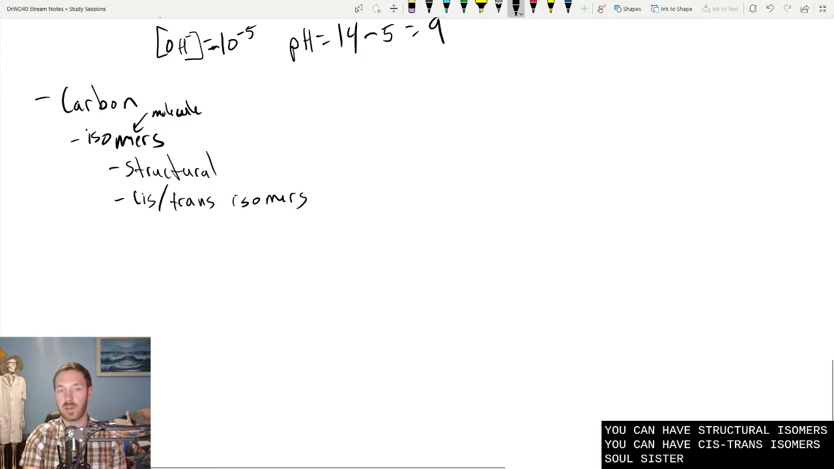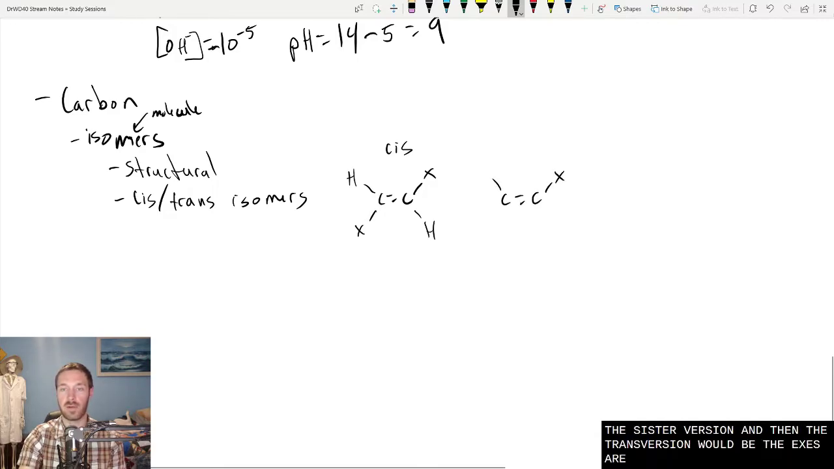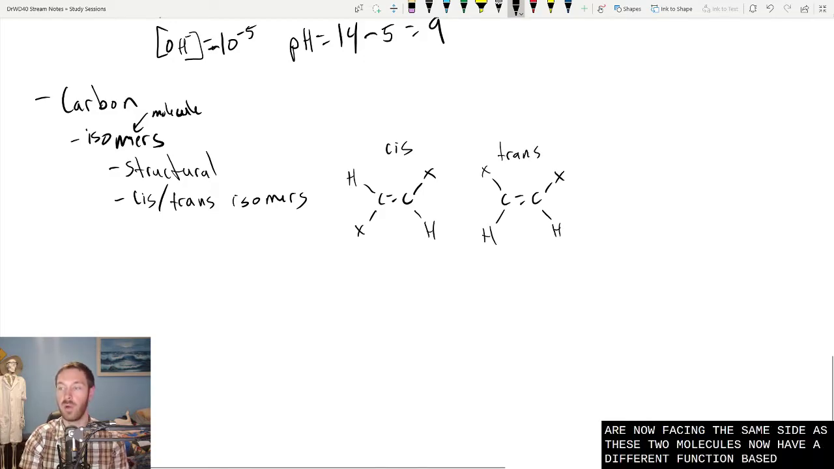So cis-trans isomer is when you have a double bond in the middle, you have an X going up and X going down. So that X is just some random group, and then let's just draw hydrogen there. So this would be the cis version, and then the trans version would be the X's are now facing the same side. So these 2 molecules now have a different function based on what conformational shape that they're in.